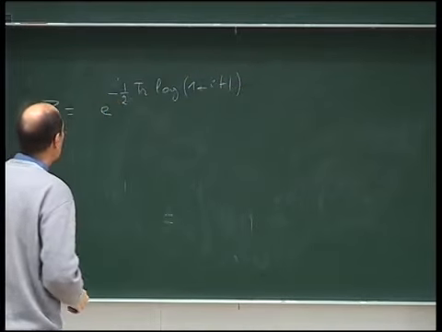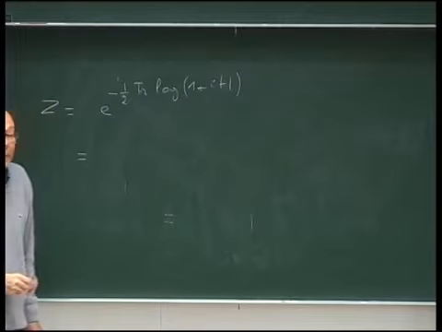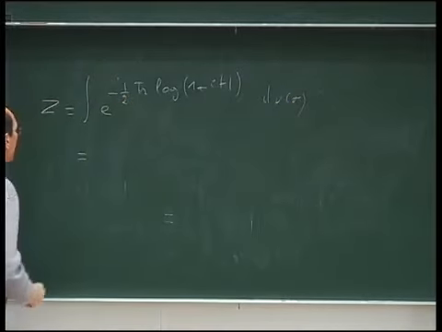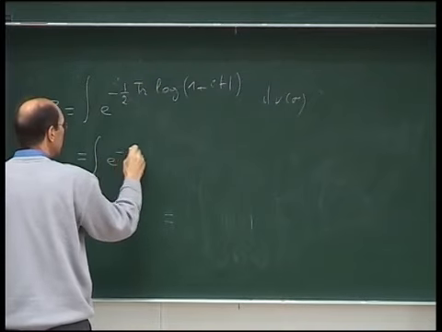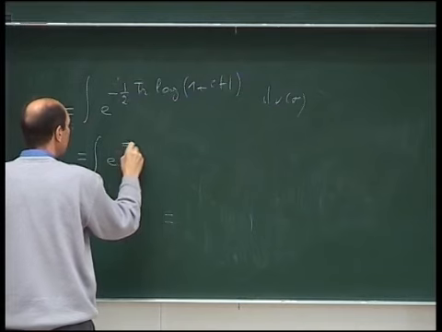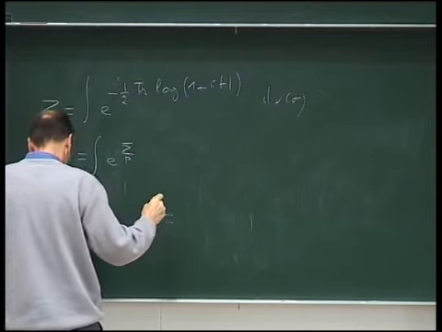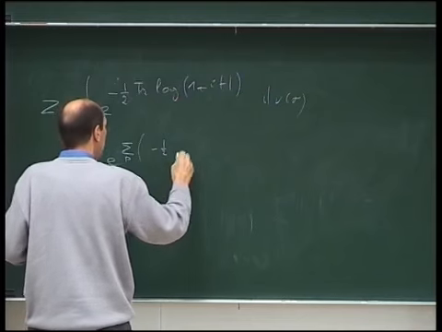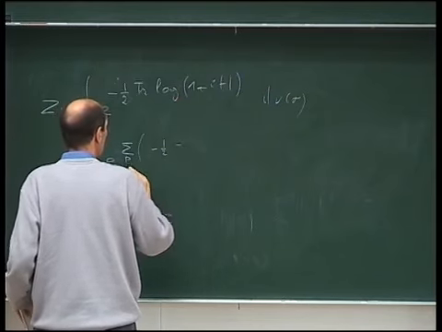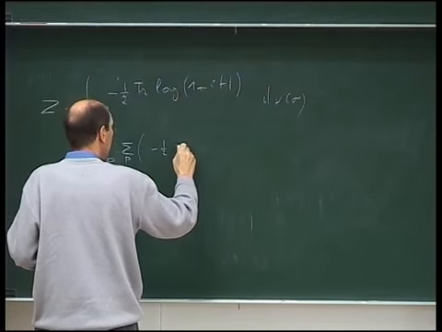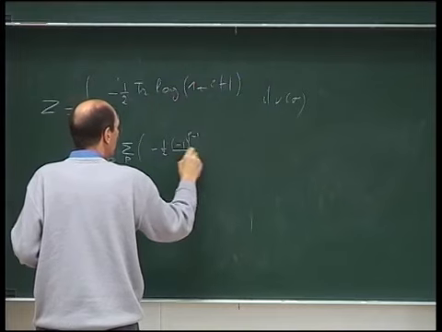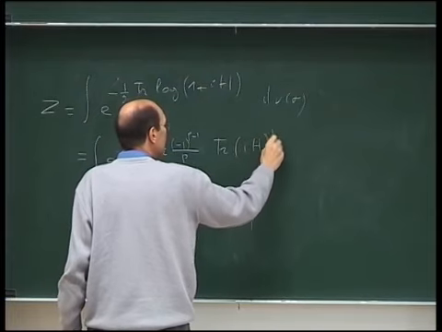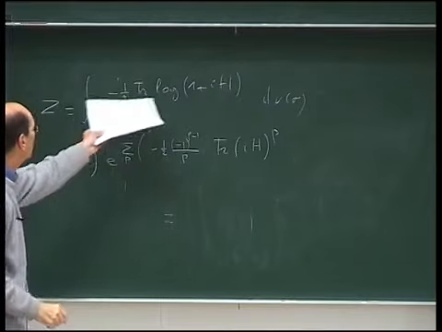Integrated over d nu, excuse me. So this is e to the minus 1/2, the sum over P of minus 1 to the power P minus 1 over P, and trace of iH to the P. I've just rewritten the trace log.